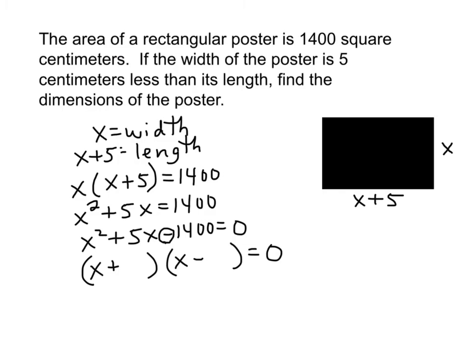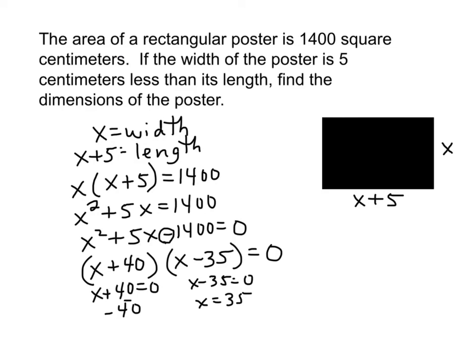Now certainly if you were not able to figure that out, you could certainly solve this by using the quadratic as well. But I would have x plus 40, x subtract 35. So in this particular case, if I set x plus 40 equal to 0, I would get negative 40. If I set x minus 35 equal to 0, I would get x is equal to 35.